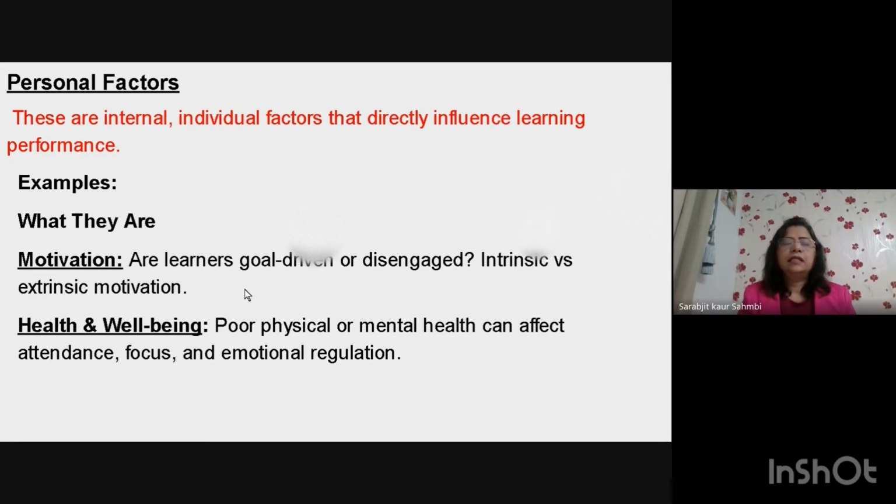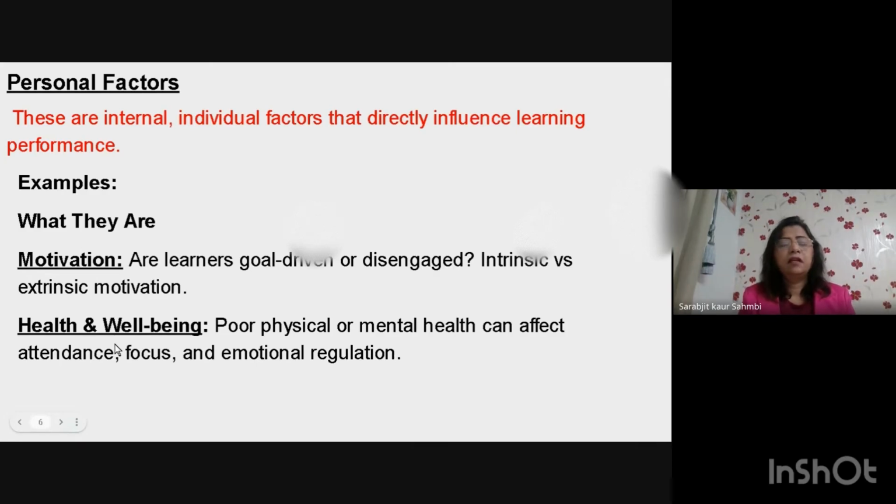As a teacher, you should know your learners' motives. Are you motivating them, are they doing well, or do you want to change something in your lessons or your teaching behavior? You have to look for that. This is a personal factor which many students face, and in our classes many learners are disengaged.